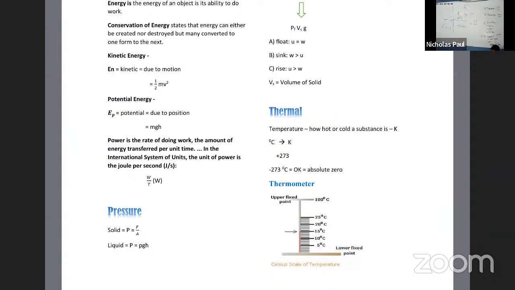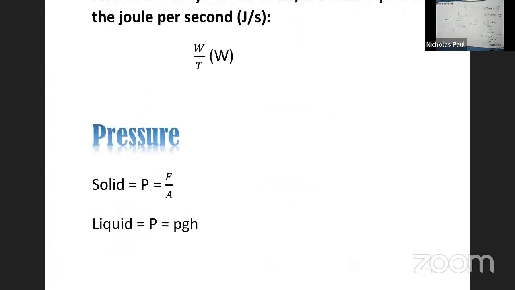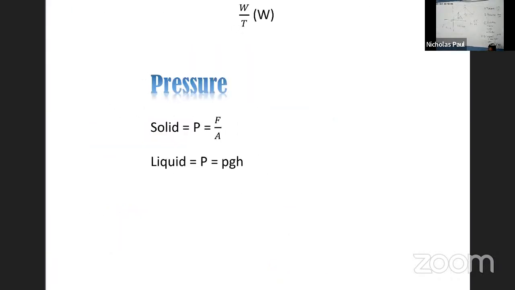Right. So we want to continue quickly, and we want to take a look at pressure. Last day we looked at the first part of mechanics. Today we want to continue with pressure, and of course do thermal after. First things first, we need to remember about pressure on a solid and pressure on a liquid.